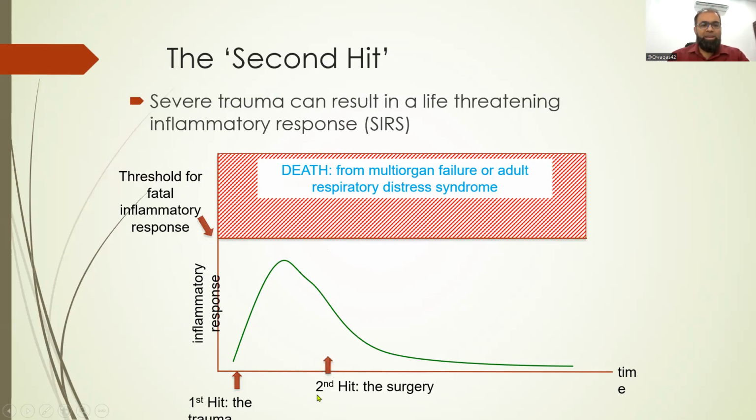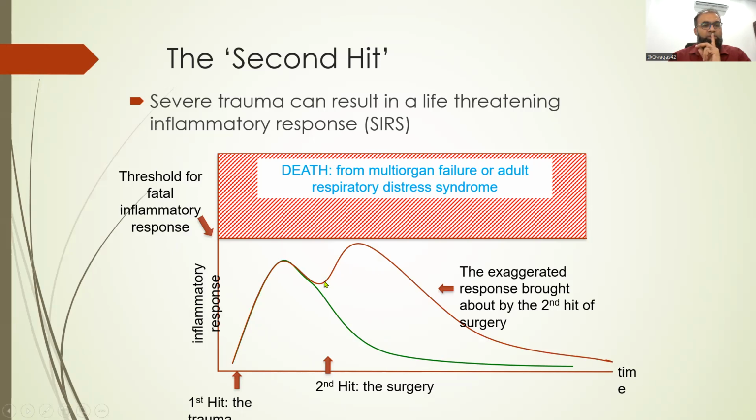And what is the second hit? The patient had a trauma, and then you do the surgery. That will also increase the response. So you see, this is the secondary. This response was going to be like that, but due to surgery, inflammation again, cytokines, and then this is going down. So this response should be well below this area, okay? So that the patient does not die and he has a recovery.